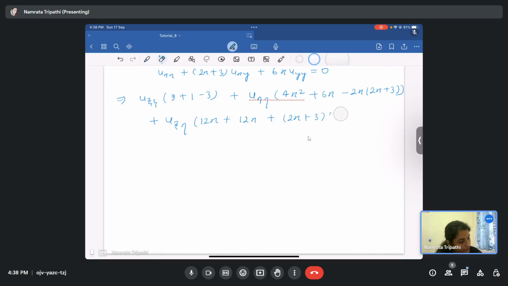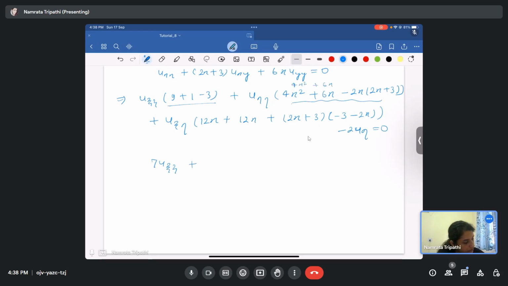Sorry, this is minus 3 minus 2 of x. Fine. Okay, from here you will calculate 4x square plus 6x minus 4x square. This will cancel out 6x. This will become 0. You can check. And so the second term is 0.